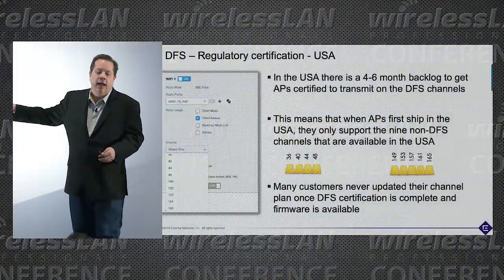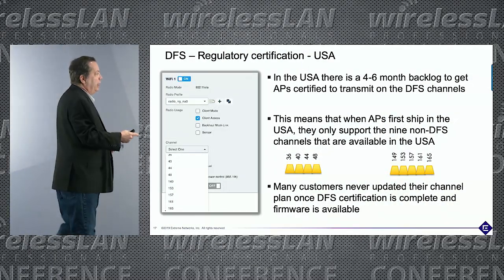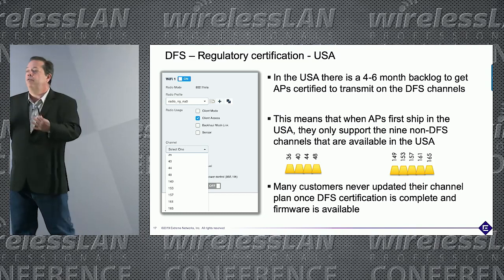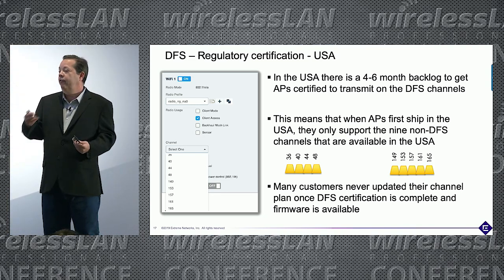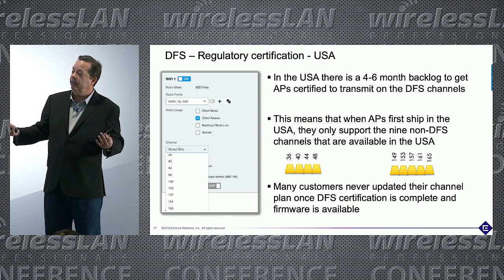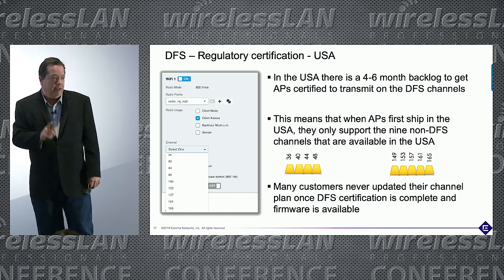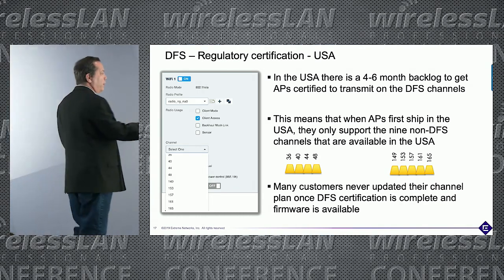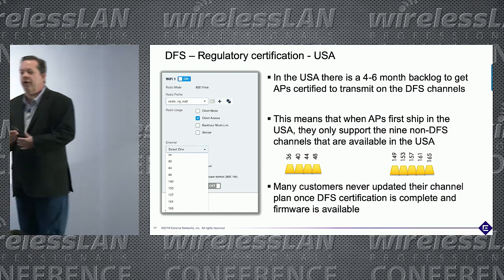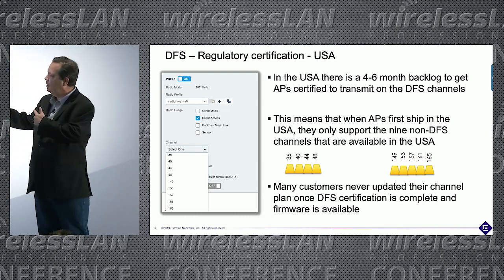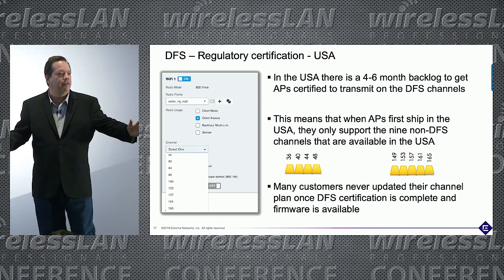Initially, when the APs ship out in the United States, you can only transmit on these channels, UNII-1 and UNII-3. Then of course, 4 months later, we get them certified for DFS, and there's a firmware update, and then you can turn on the DFS channels. But that's the problem. I see this all the time: customers buy the new APs, create a channel reuse plan using these channels, but they never turn on the DFS channels.